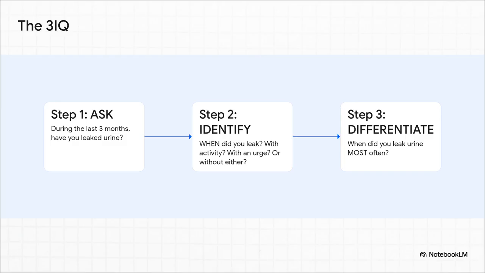The real beauty of the 3IQ is just how simple it is. Step 1, that's just your basic screener, right? Yes or no. Step 2 gets into the when, what are the circumstances? But step 3, that's where the clinical magic really happens. It asks the patient to tell you which one happens most often. And that single question is what helps you effectively separate stress from urgency, or tells you you might be dealing with a mixed picture. It's a whole diagnostic funnel in just 3 quick questions.